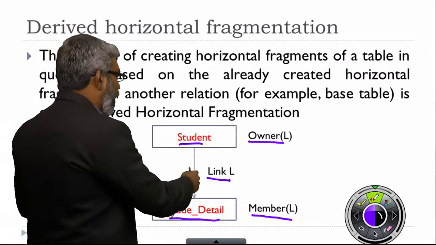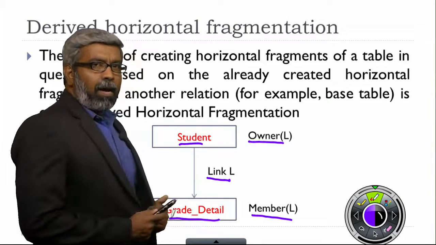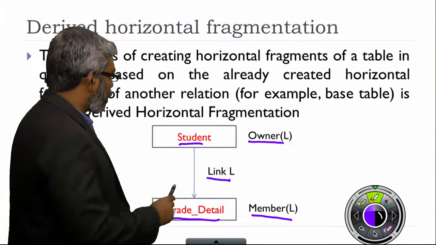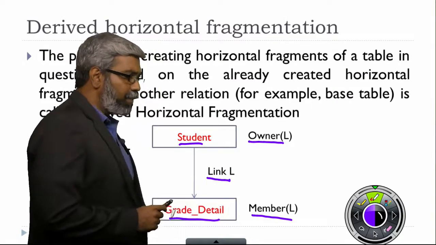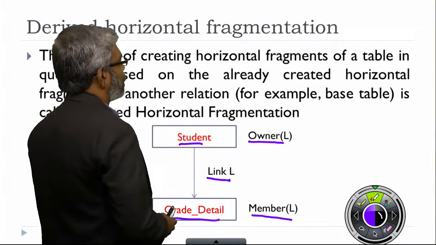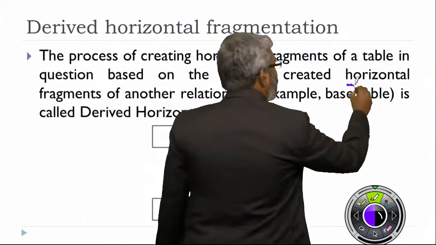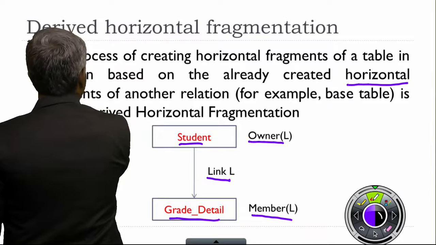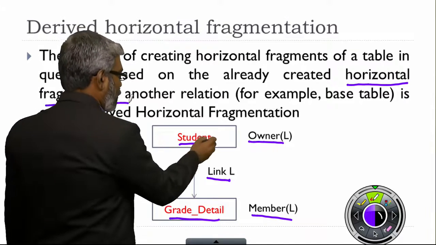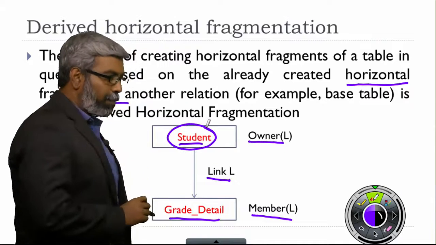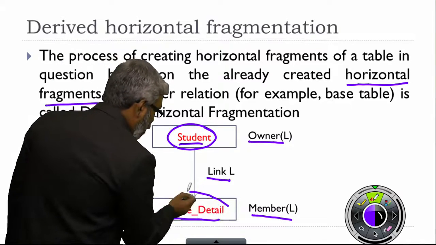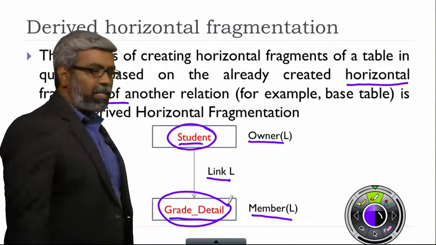Now we take the primary table, that is the table with the primary key, and we fragment it using primary horizontal fragmentation. Then we use the horizontal fragments that were created from the student relation to further fragment the member relation, that is in our case the grade detail.